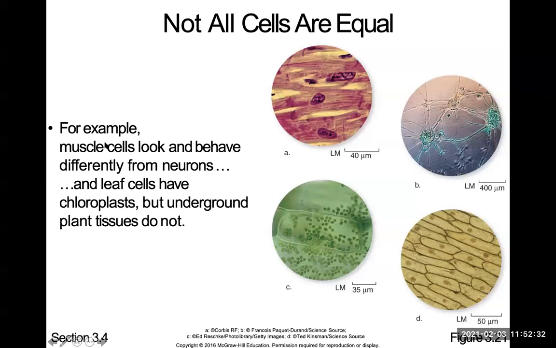So this is just saying that muscle cells look and behave differently compared to neurons. Leaf cells have chloroplasts. Root cells don't have chloroplasts because it's not needed there. Sunlight cannot reach the roots. Whereas the leaves are out in the sunlight, so they have chloroplasts to make food from sunlight.